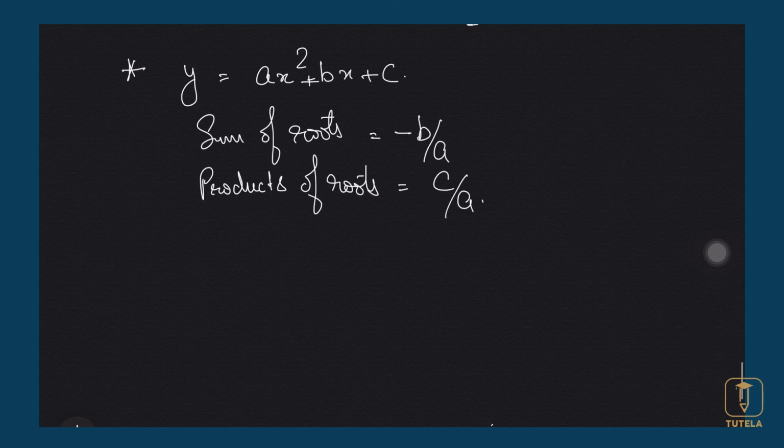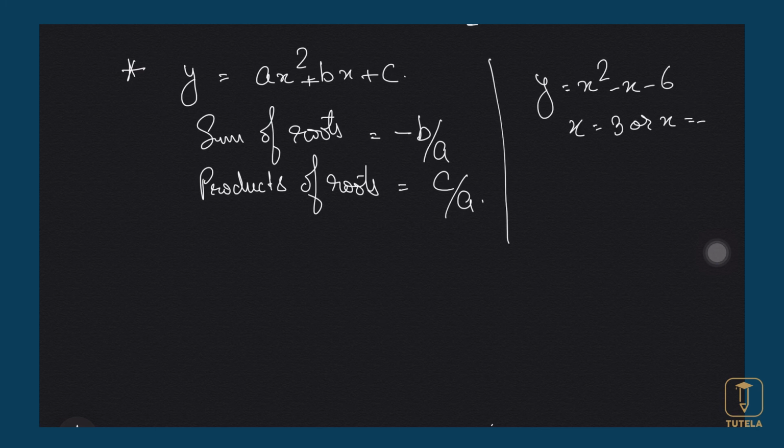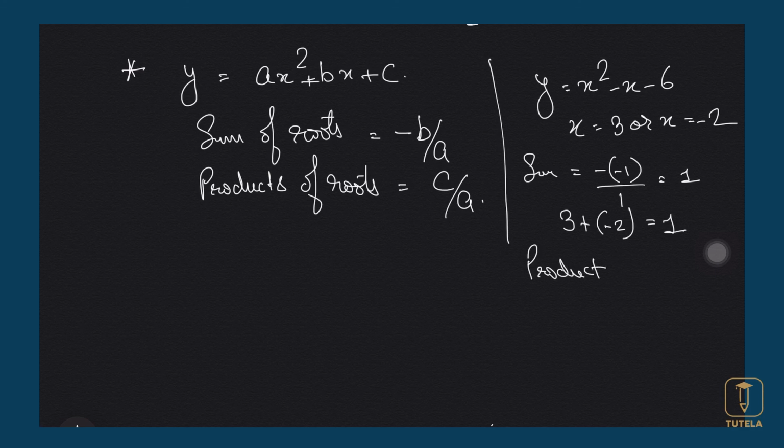So in the previously shown example, if I just look at the equation, y equals x squared minus x minus 6, and the roots were x equals 3 or x equals minus 2. The sum of roots according to our formula will be minus b by a. So the sum will be equal to minus of minus 1 by 1, which is simply 1 itself. And using the roots, 3 plus minus 2 is also equal to 1. Hence, we are correct. Finding the product using the formula c by a, so minus 6 by 1. And using the roots, 3 into minus 2 is equal to minus 6. Hence, we are correct there as well.